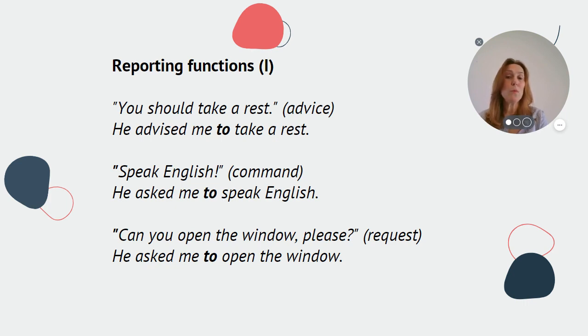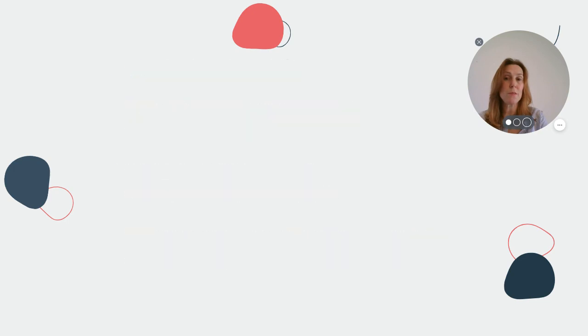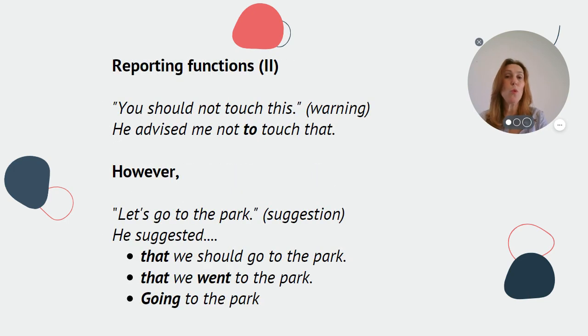"Can you open the window, please?" He asked me to open the window. So notice that so far the structure repeats. We use a to infinitive. The same happens with warnings. "You should not touch this." He advised me not to touch that.